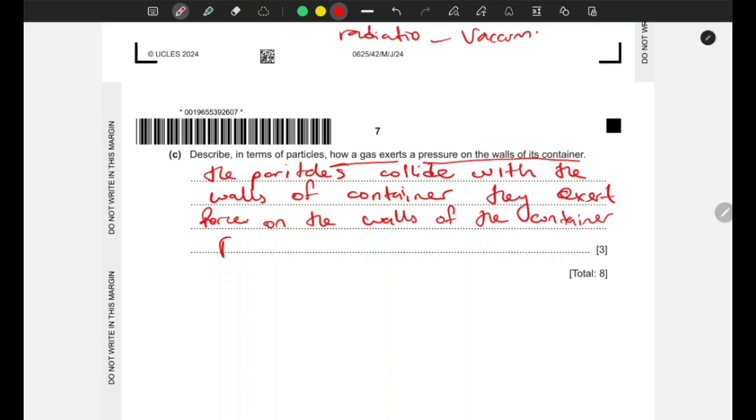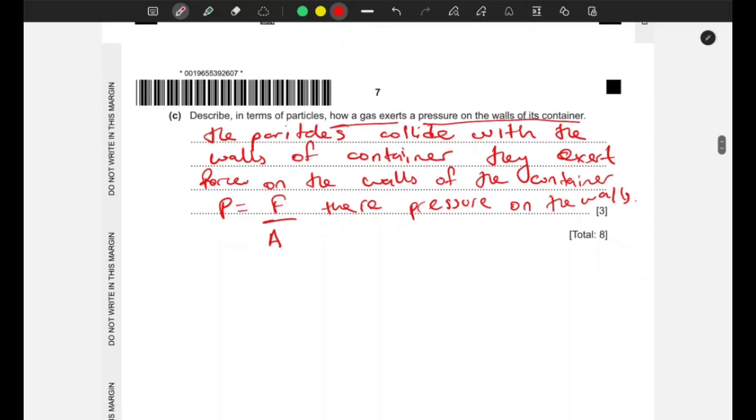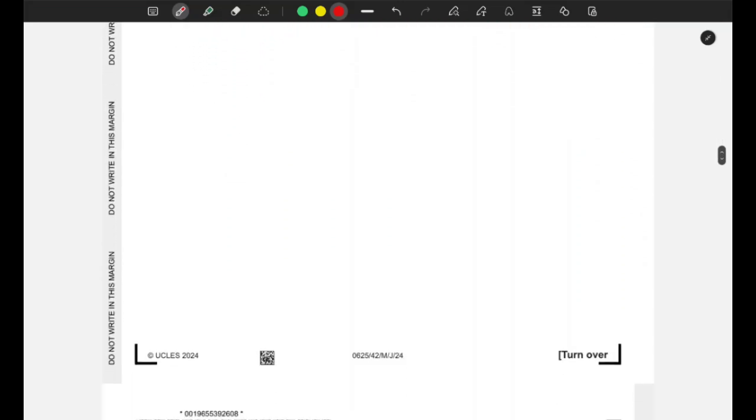And since we know that pressure equals force over area, there will be pressure on the walls. That's the explanation. The particles collide, and when they're colliding, they'll exert a certain amount of force in certain areas of the wall. And since pressure is force over area, pressure is exerted on the walls.